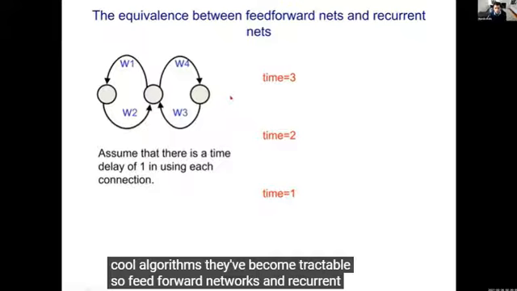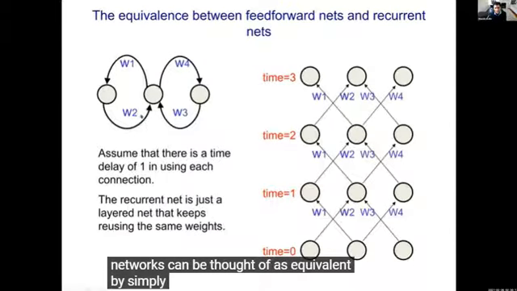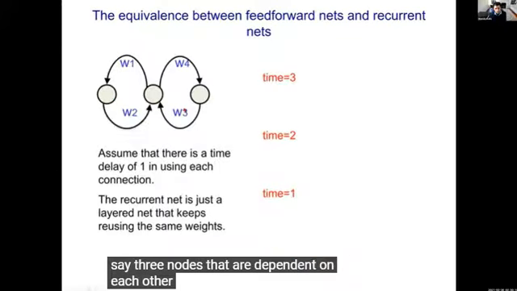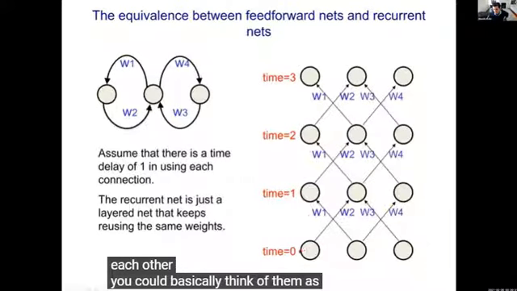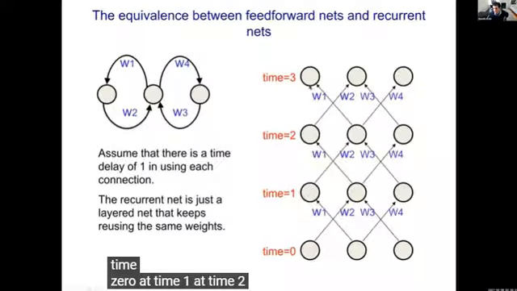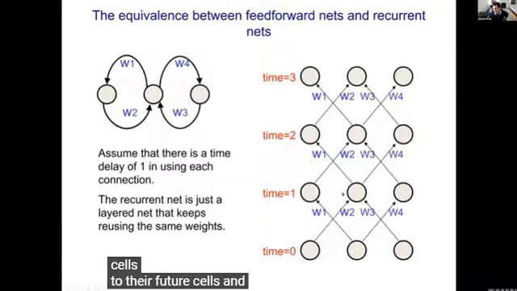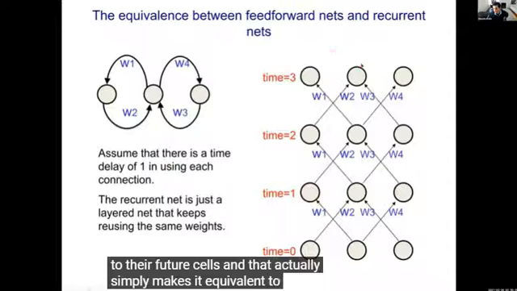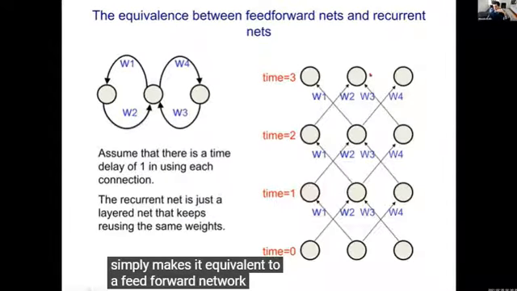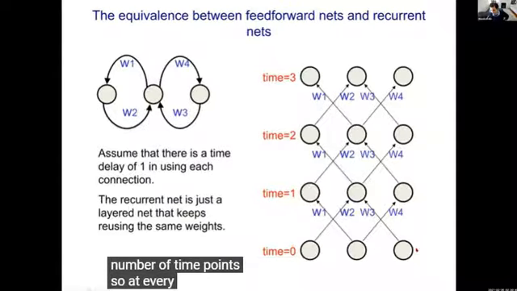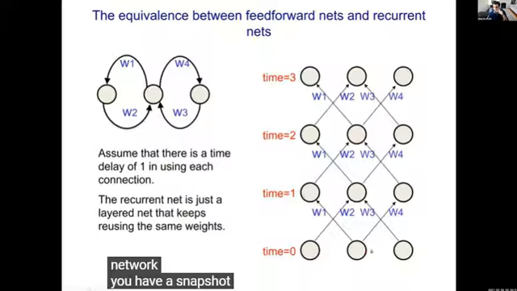Feed-forward networks and recurrent networks can be thought of as equivalent by simply unrolling the time. So if you have, say, 3 nodes that are dependent on each other, you could think of them as at time 0, at time 1, at time 2, at time 3, bringing information from their past selves to their future selves. And that simply makes it equivalent to a feed-forward network, but with possibly an infinite number of stacks, because you can have an infinite number of time points. So at every layer of this feed-forward network, you have a snapshot of time.